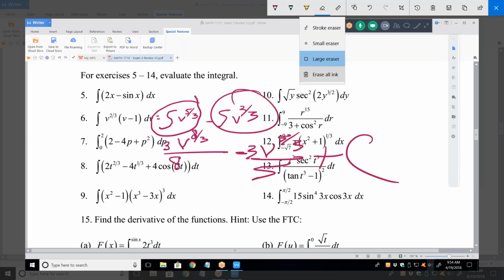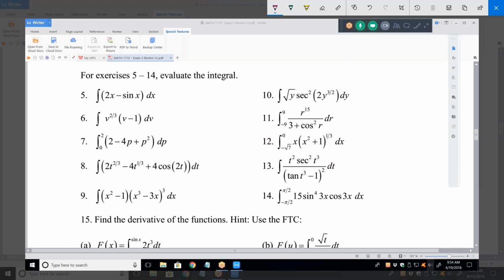Now, I know you know how to do 7, correct? What's the integral of 2? 2p. Okay. The rest of it I know. You know how to do it all, correct? You know how to evaluate it from 0 to 2? All right, let's go. I know you know how to do 8. You might not know how to do that part. Let's just talk about that for a second.